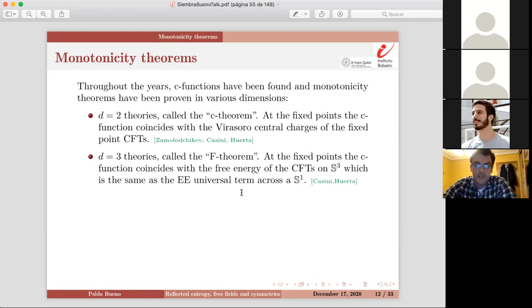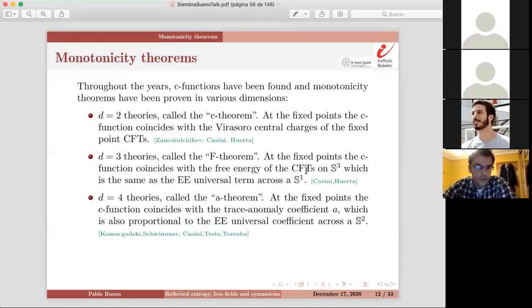In 3 dimensions, the analogous thing would be what is called the F theorem. And at the fixed points, the C function coincides with things which are equivalent to each other: the free energy of the CFT put on an S3, or the entanglement entropy universal term across an S1, or the entanglement entropy of a disk in flat space. And the only version of this which has been proven is using entanglement entropy, and this is due to Casini and Huerta again. And in 4 dimensions, what we have is what is called the A theorem.